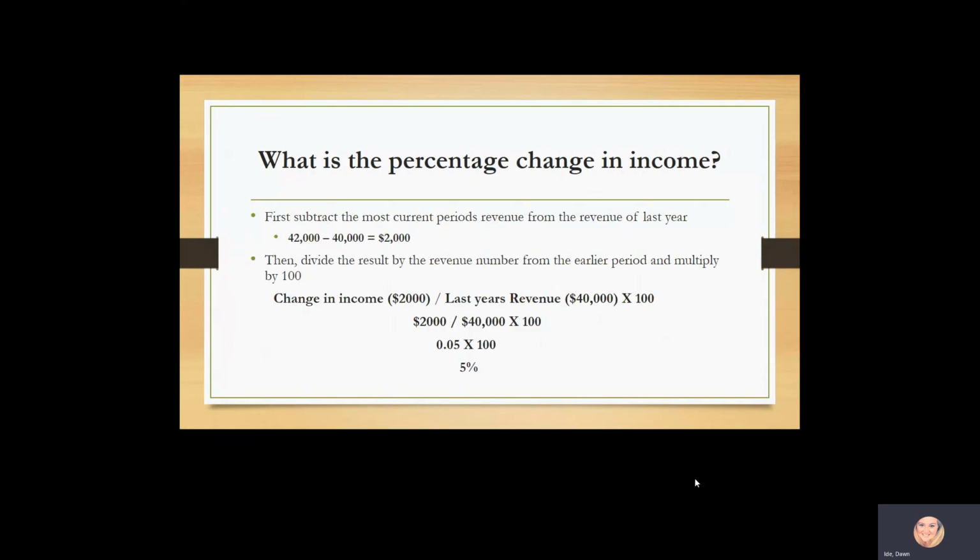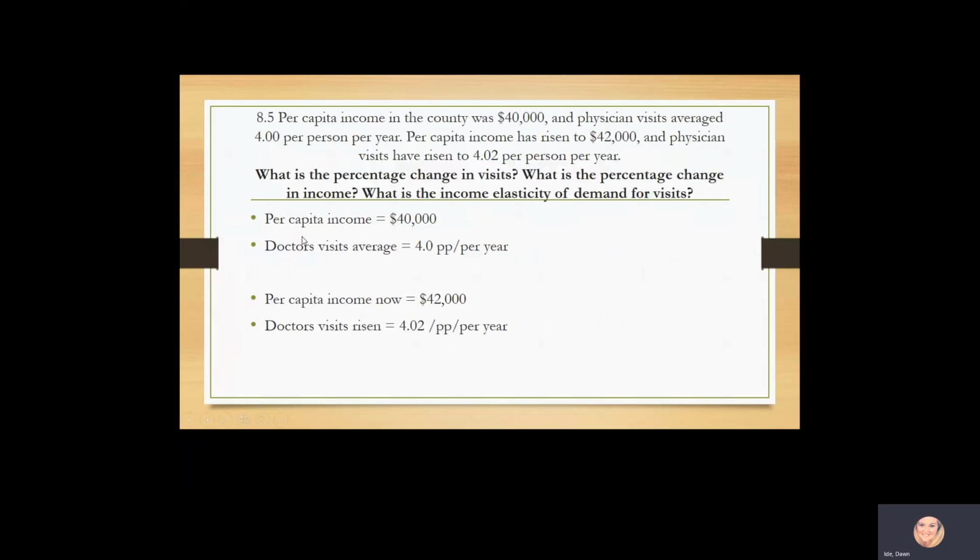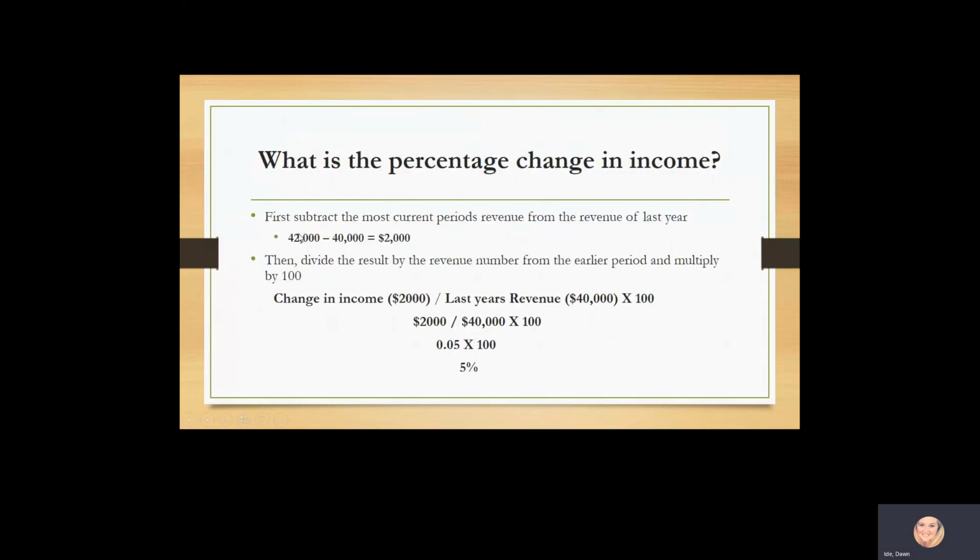The next question, what is the percentage change in income? They're asking 3 totally separate questions. The first thing we do to get the percentage change in income is subtract the most current period's revenue, which was $42,000. Remember, it rose from last year's, which was $40,000. Let's go back so I can show you this. Our per capita income last year was $40,000, and this year it's $42,000. So you take the $42,000, the current revenue, and subtract last year's revenue, and you get $2,000. So there was a $2,000 difference between last year and this year.